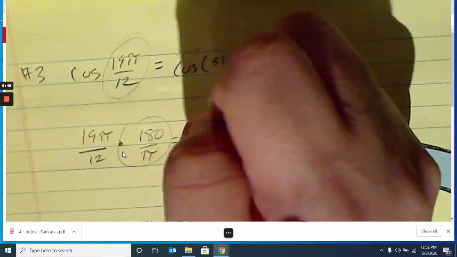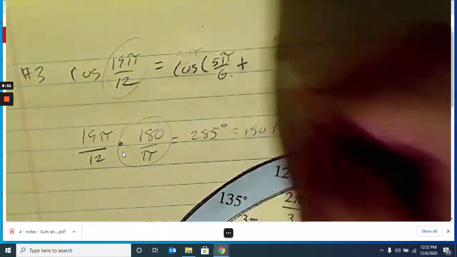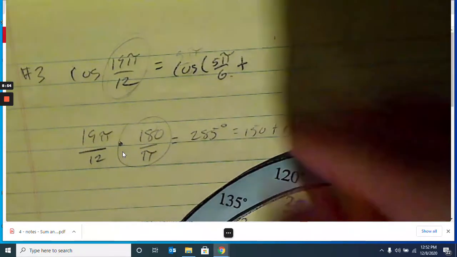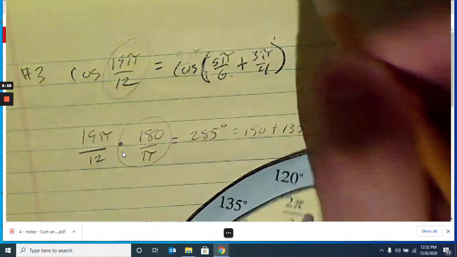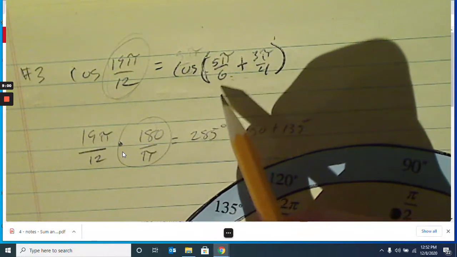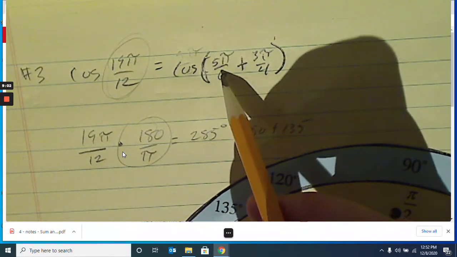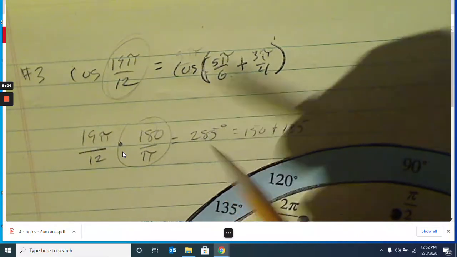Oops, let me do this again. Cosine of 5 pi over 6 plus 3 pi over 4. Okay. And then understand too that there's more than one way of doing this. So it may not be that I do 5 pi over 6, 3 pi over 4. It might be another way to get 285.